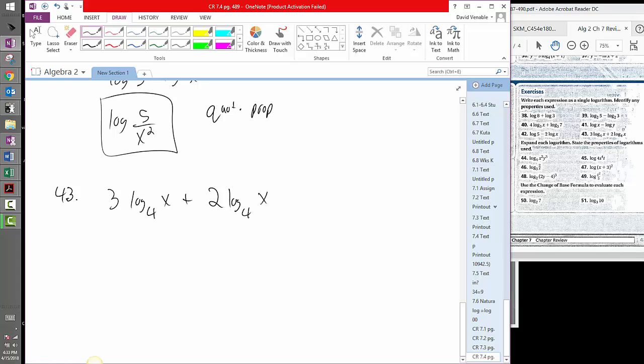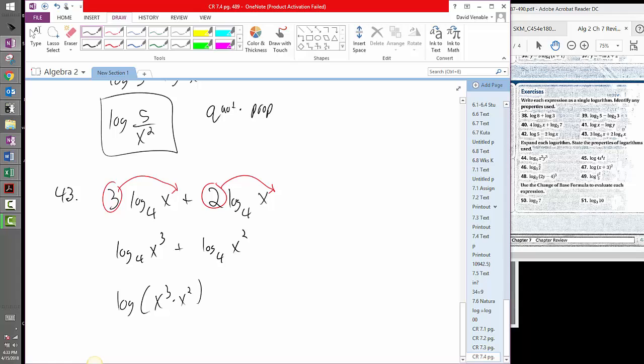The bases are the same, so that's great, but I want to take these numbers right here, apply the power property, and send those up here. I want to write them as a single logarithm, so this is log base 4 of x to the third power, plus log base 4 of x to the power of 2. Separated addition is combined multiplication, so this is log of, I'm going to put parentheses here, x to the third times x to the second.